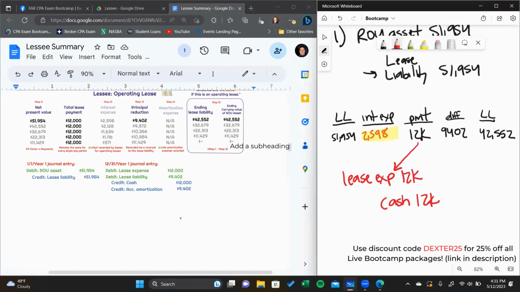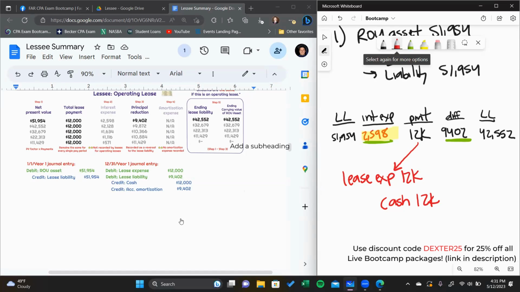Now, if you look, the interest expense or the lease expense of $12,000 is comprised of two things. It's comprised of interest expense of $2,598 plus this difference. Now this difference, that's how we amortize. Because this is an intangible asset, it's the right to use the asset. Instead of depreciating the asset itself, we're amortizing a right to use the asset. Since we don't actually own the asset, we are not depreciating it. We're just amortizing the right we have to use the asset.